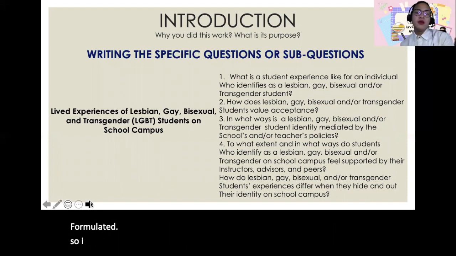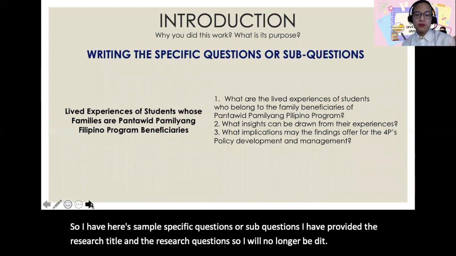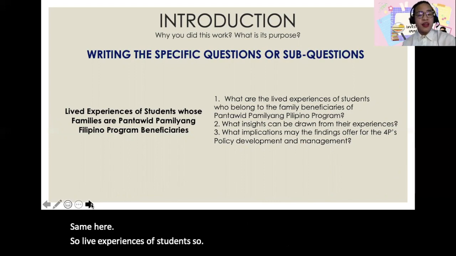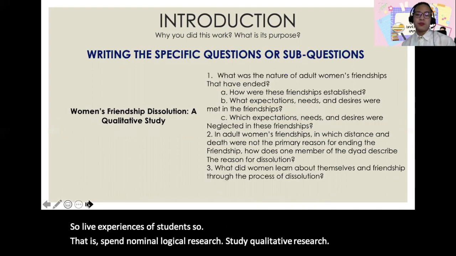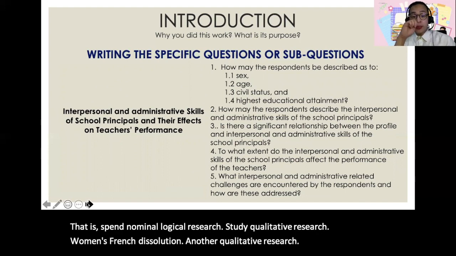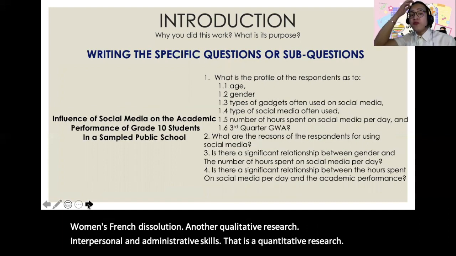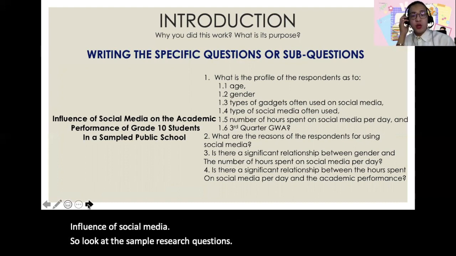So I have here sample specific questions or sub-questions. I have provided you the research title and the research questions, so I will no longer read them. Same here. So, lived experiences of students, that is a phenomenological research study, qualitative research. Women's friendship dissolution, another qualitative research. Interpersonal and administrative skills, that is a quantitative research. Influence of social media. Okay, so look at the sample research questions. That is quantitative.